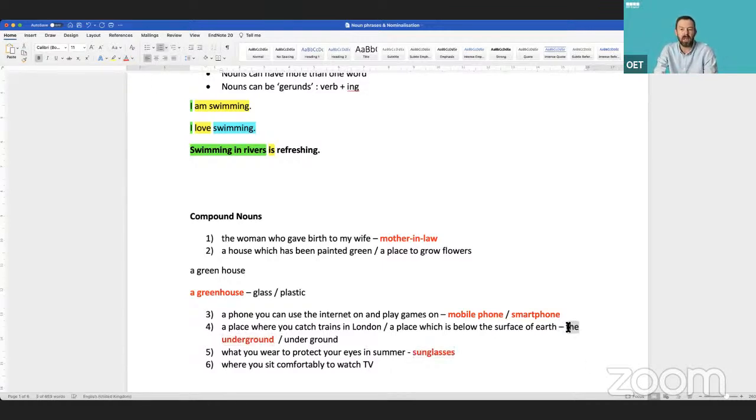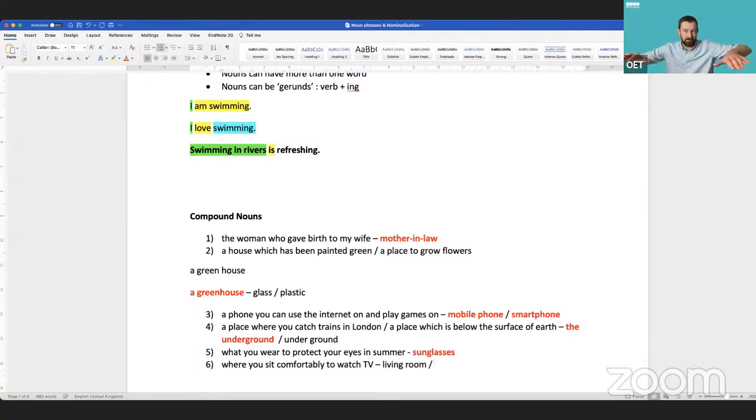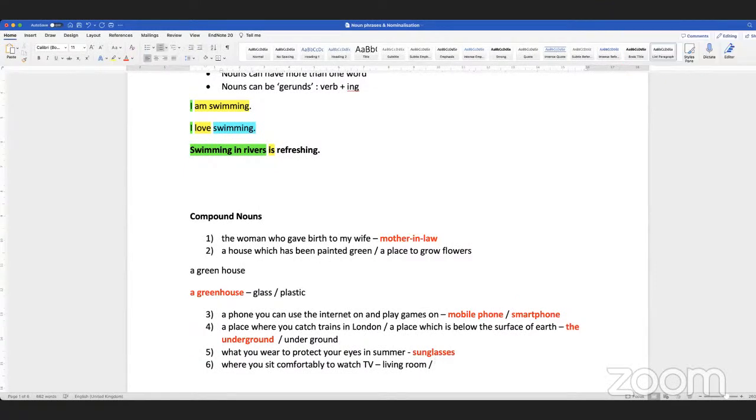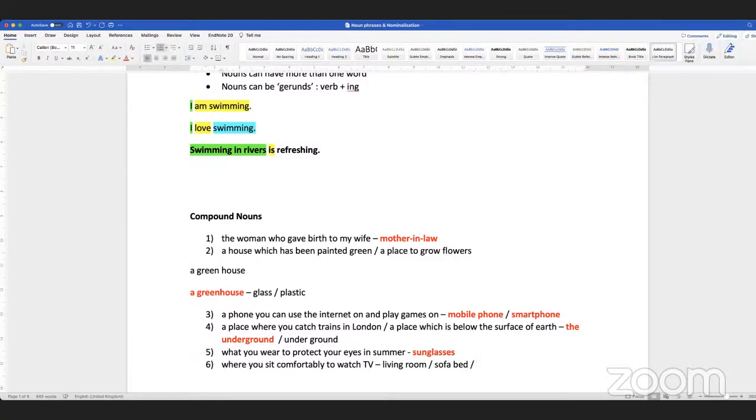Okay. And then where do you sit comfortably to watch a TV, guys? Sofa. Living room. Living room or on the sofa. Sofa bed. Yeah, I think sofa bed is 2. But what about where do I put my arms, guys? Armchair. That's one word.